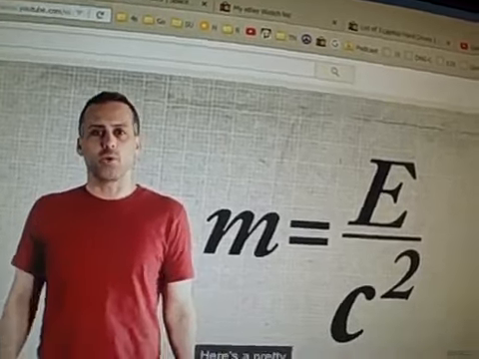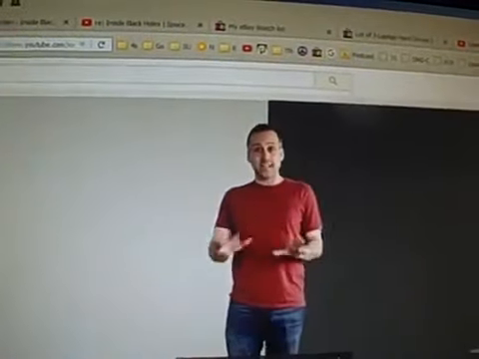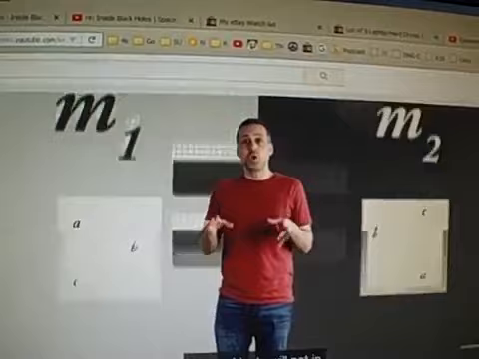Here's a pretty mind-blowing one. Oh yes, blowing the mind once again. Even if two objects are made up of identical constituents, those objects will not in general have equal masses.